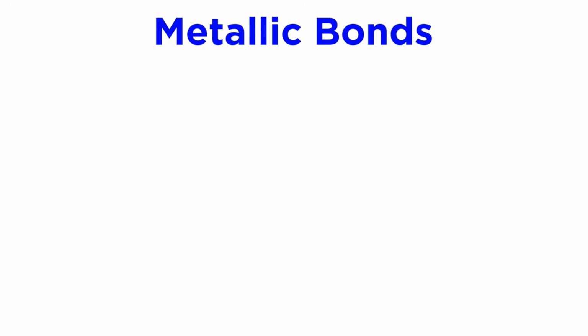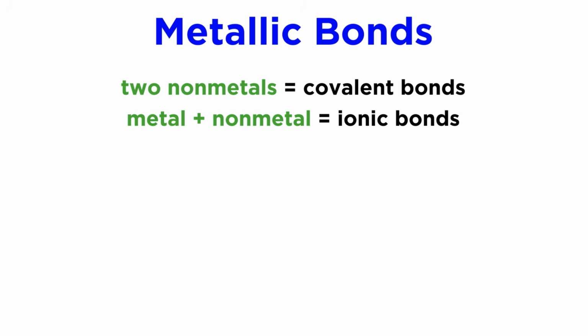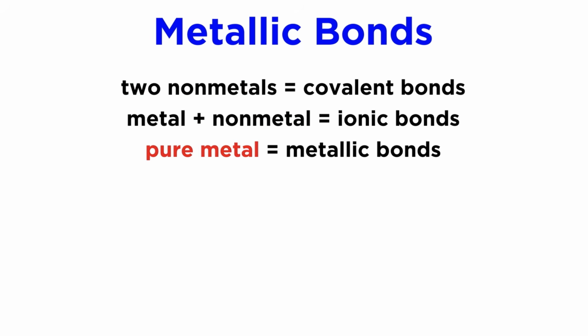Let's also describe one more type of bond called a metallic bond. The rules we just went over typically apply to bonding between two nonmetals, or between a metal and a nonmetal, but metals also can make bonds amongst themselves, and these are not quite the same as ionic or covalent bonds, but rather they will exhibit characteristics of each.